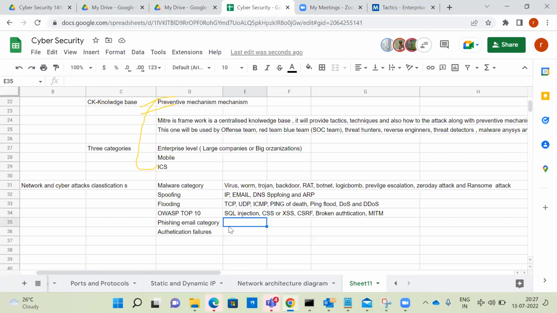Phishing email category. Here we have spear phishing, whaling, smishing, malware phishing, and so on.